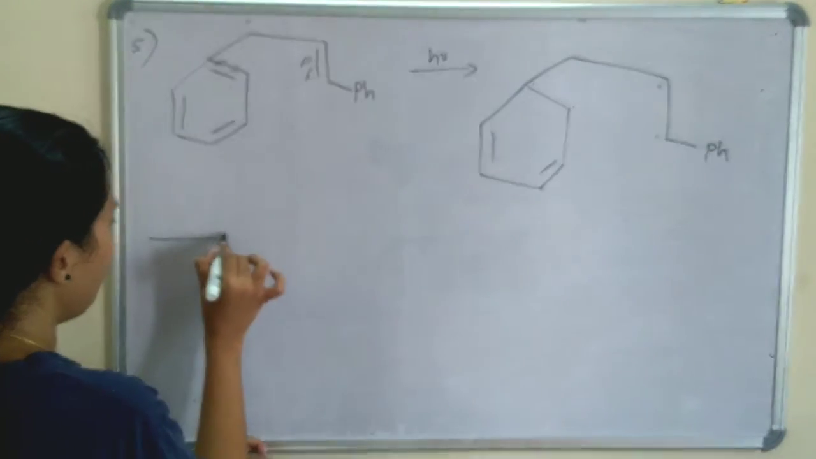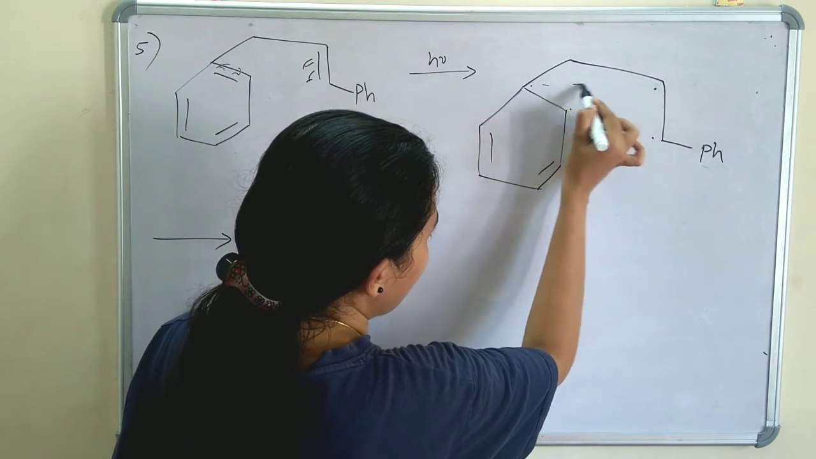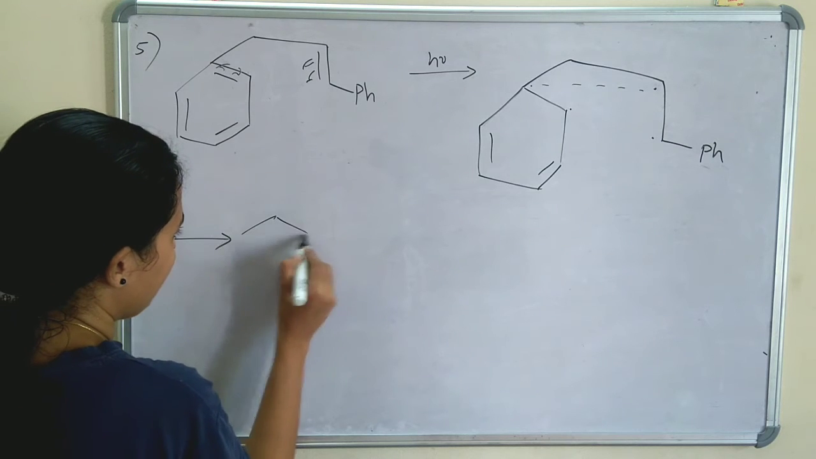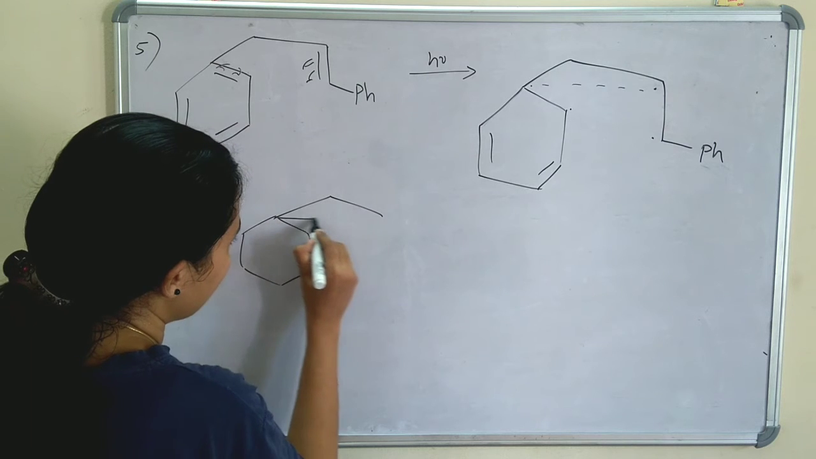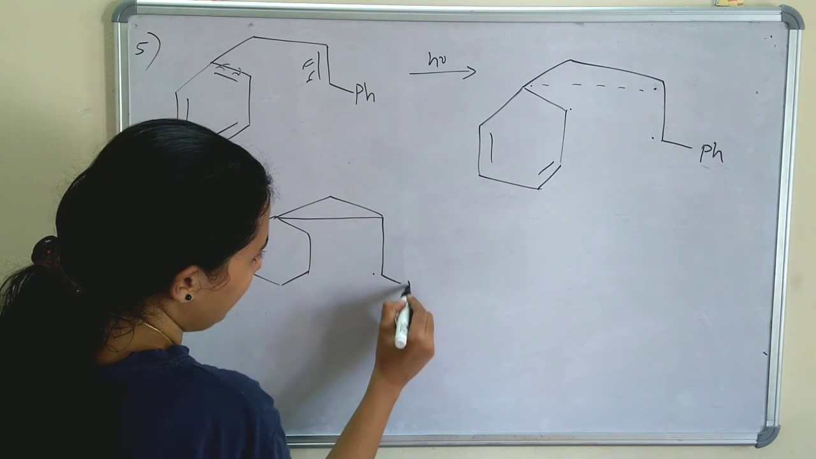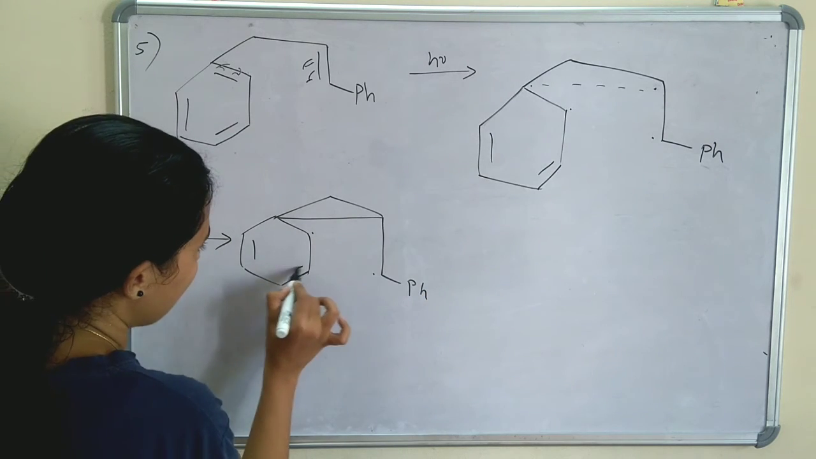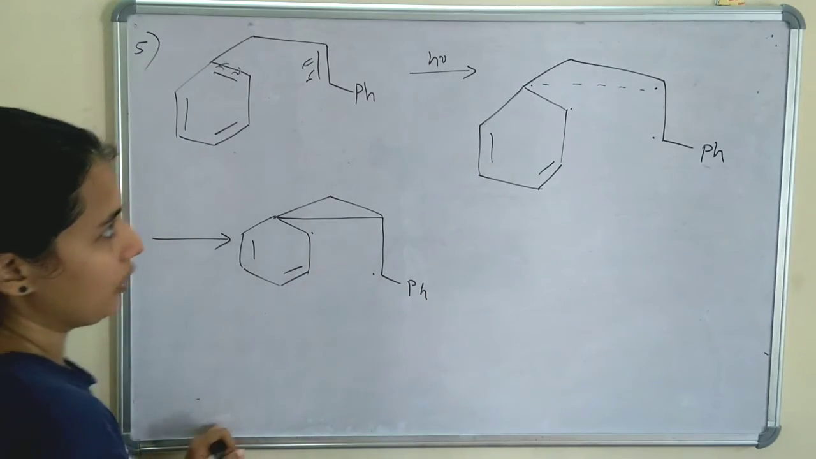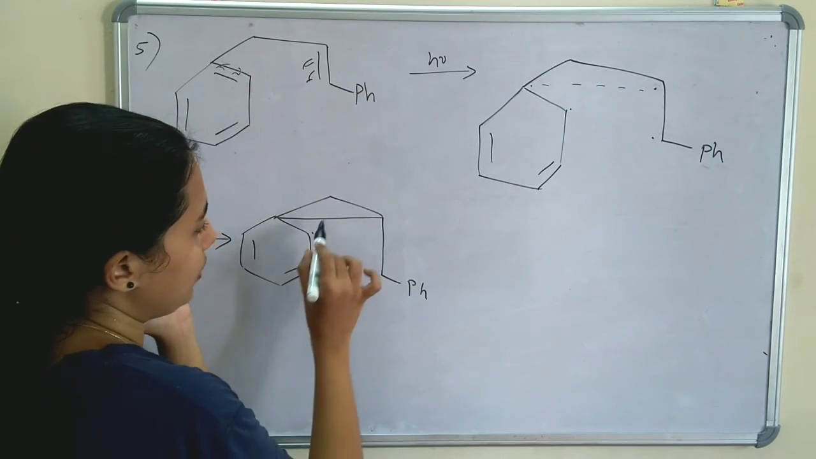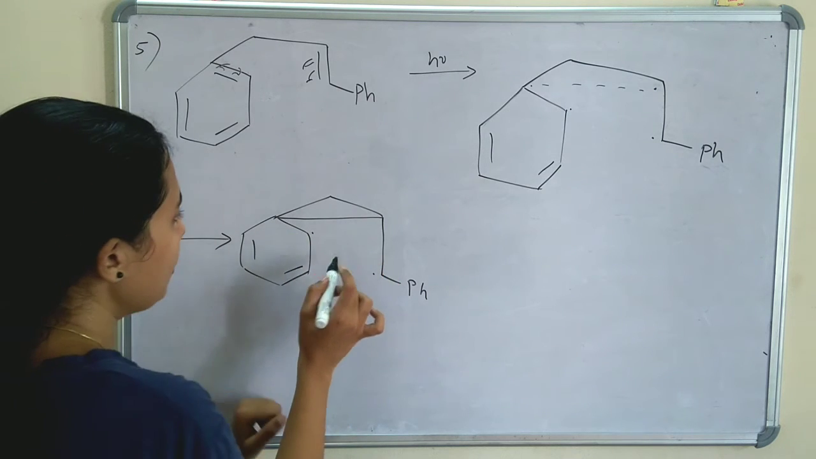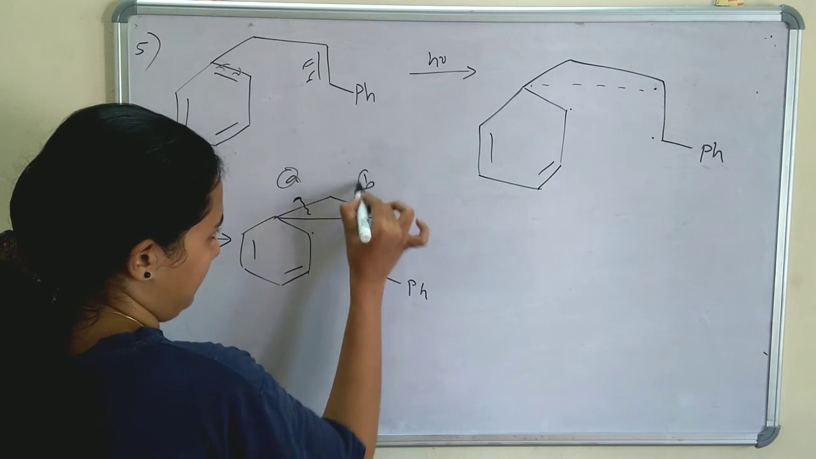Now the next step is cyclopropane formation. So this can be made as a cyclopropane ring. So a cyclopropane is formed. Here a radical, Ph, here a radical, and these bonds are not affected. Okay. Now what is the next step? Another homolytic cleavage. So we can't cleave this newly formed bond. So we will cleave from this side or this side, A or B.